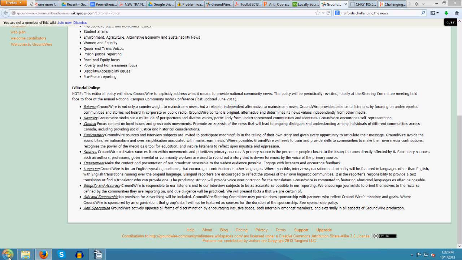So that's sort of an interesting difference between our approach and the approach of public and private media. So I would invite you to have a look at the Groundwire editorial policy. Editorial policies are important for orienting news volunteers to the mandate of the news show and what kind of content you're looking for.